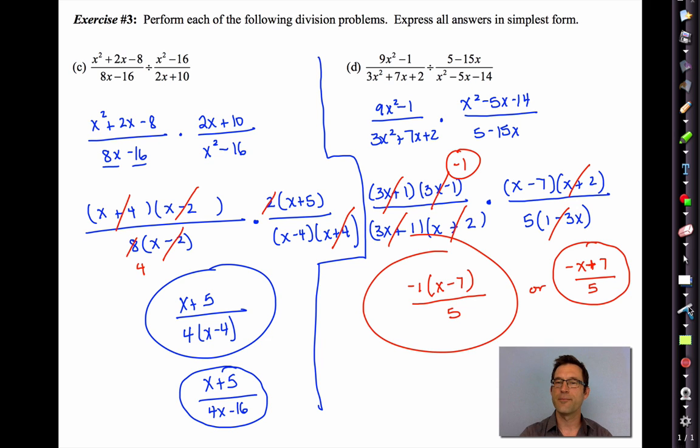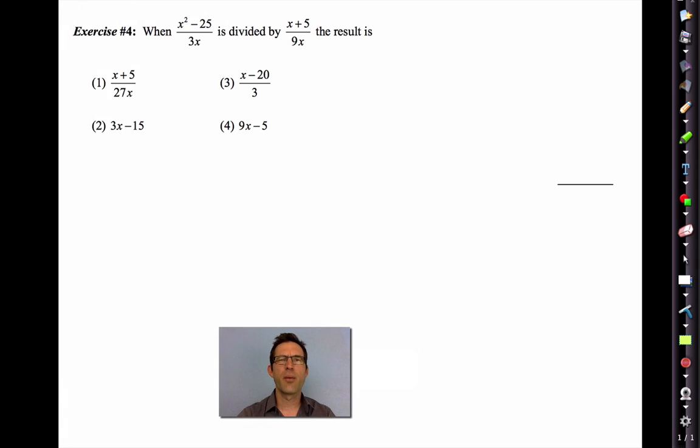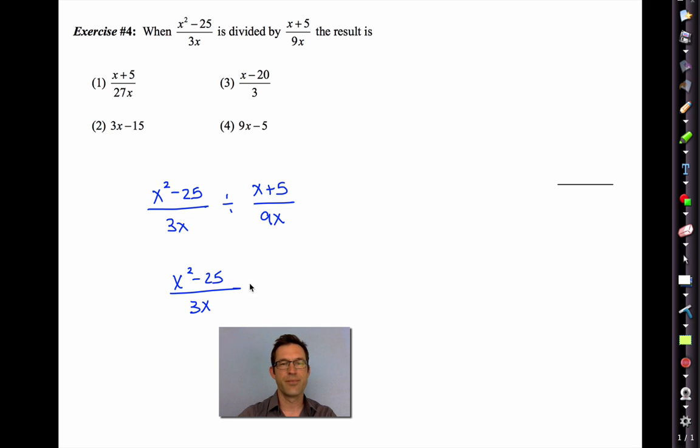Okay, let me clear it out. All right, last problem of the lesson, just a little bit of a multiple choice problem. Why don't you pause the video now and try to take care of this. Okay, let's go through it. This one's actually on the easier side of the ones that we've been doing, but we have to make sure that we get it right. It says when x squared minus 25 divided by 3x is divided by x plus 5 divided by 9x, the result is blah. So we have to make sure that we have the order correct. Otherwise, that is an easy error to anticipate.